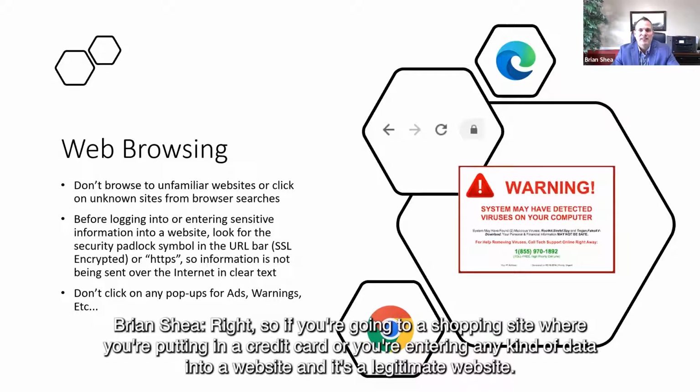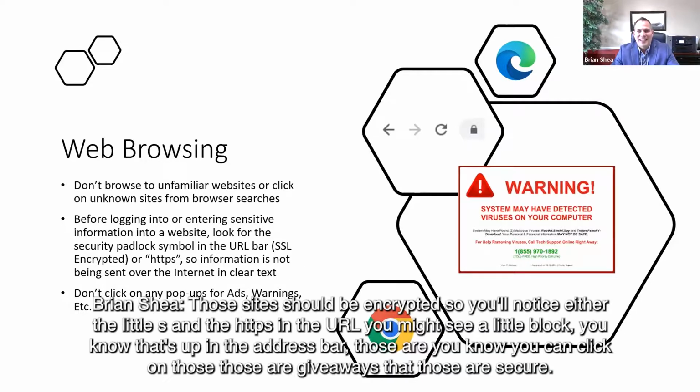If you're going to a shopping site, putting in a credit card, or entering any kind of data into a website, and it's a legitimate website, those sites should be encrypted. You'll notice either the little S in the HTTPS in the URL, or you might see the little lock up in the address bar. You can click on those. Those are giveaways that the site is secure.